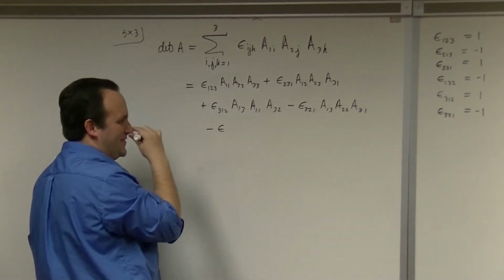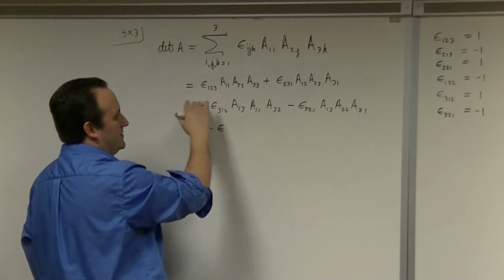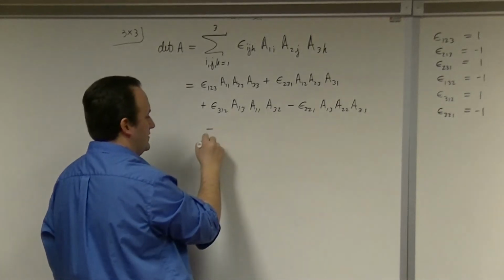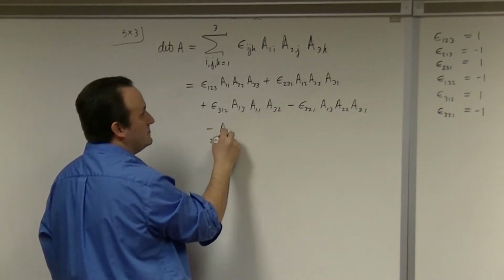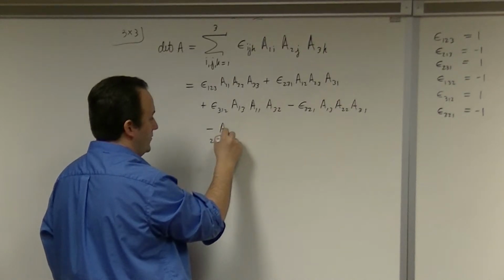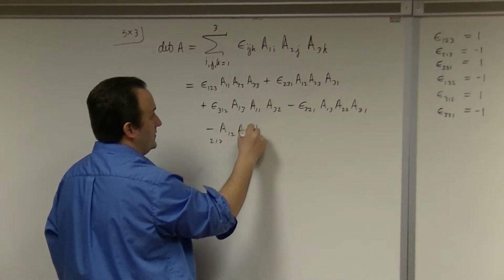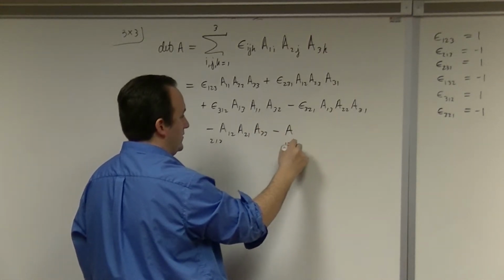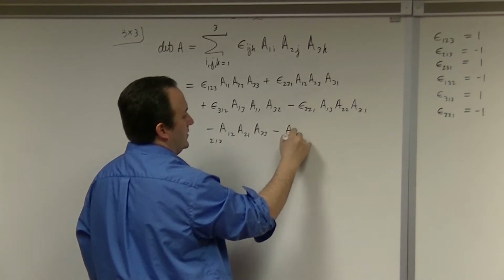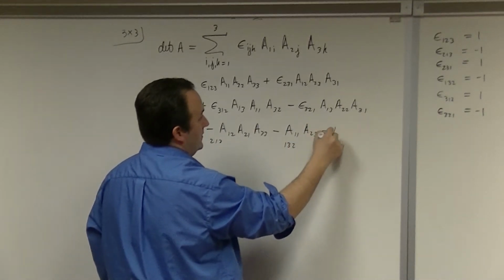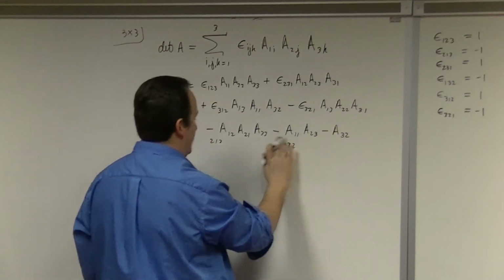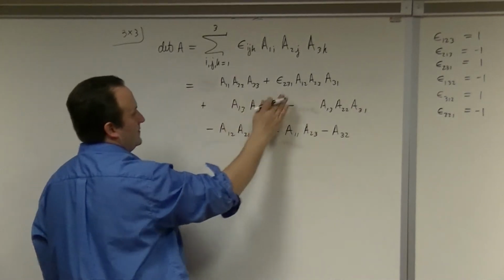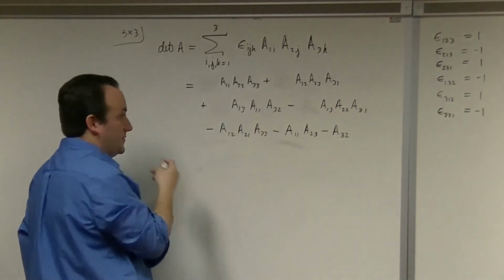I don't need to write the minus epsilon. I'm thinking of epsilon 2, 1, 3. A12, A21, A33, minus epsilon, let's see what's the next one, 1, 3, 2. So A11, A23, A32. I don't know why I'm actually writing this out. I should just tell you it works. You can believe me. Those weren't supposed to be there. They're supposed to be plus or minus 1.